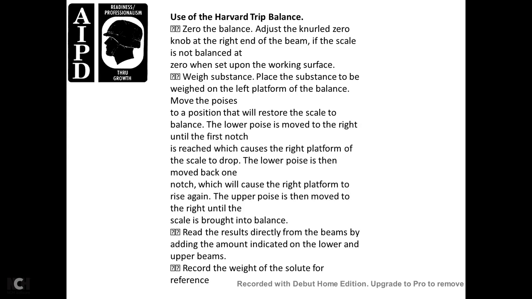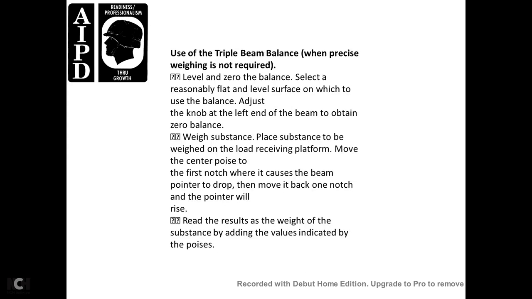The lower poise is moved to the right until the first notch is reached, which causes the right platform of the scale to drop. The lower poise is then moved back one notch, which will cause the right platform to rise again. The upper poise is then moved to the right until the scale is brought to balance. Read the result directly from the beams, adding the amounts indicated on the lower and upper beams. Record the weight of the solute for reference.